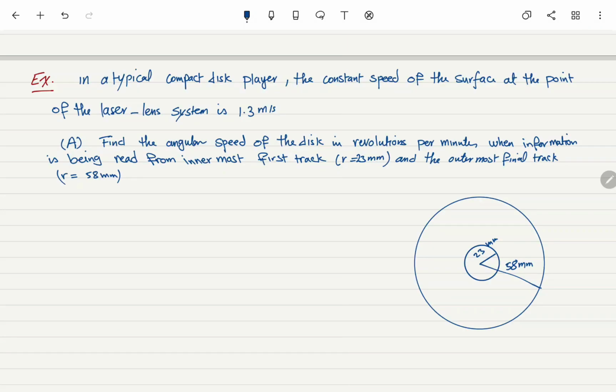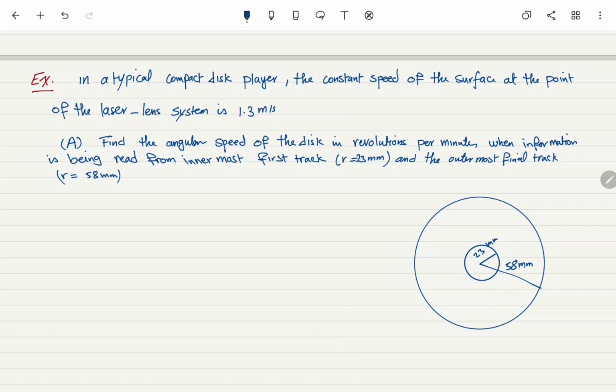Example: a typical compact disc player, the constant speed of the surface at the point of the laser lens system is 1.3 meter per second. Find the angular speed of the disc in revolutions per minute when information is being read from the innermost first track at R equal to 23 millimeters and the outermost final track R equal to 58 millimeters.